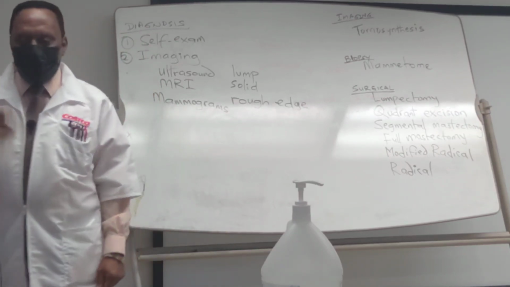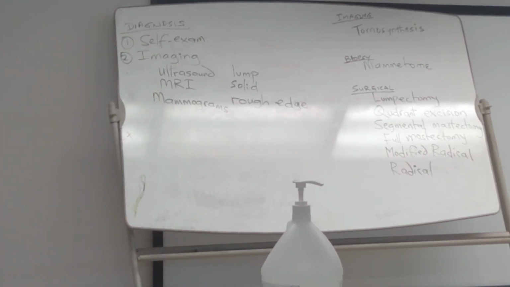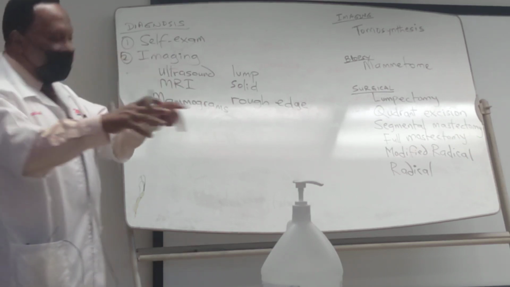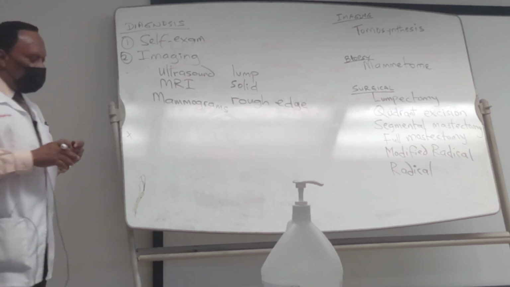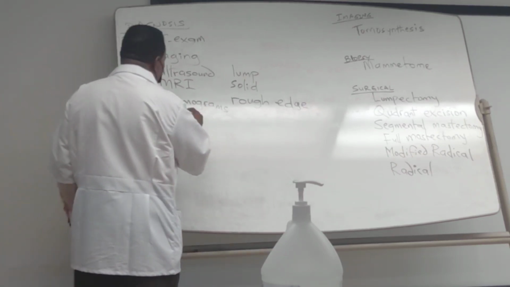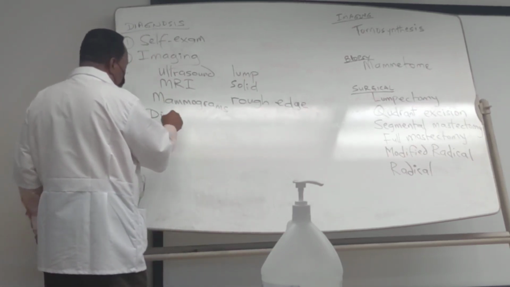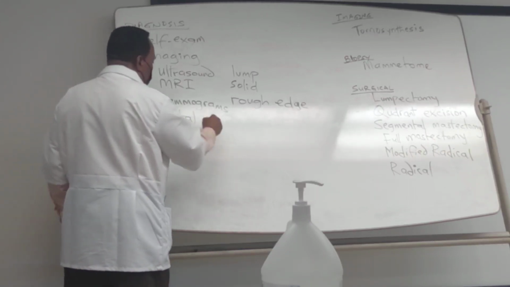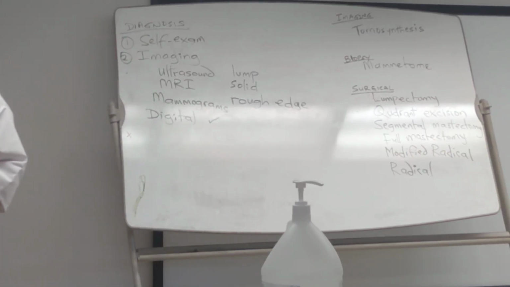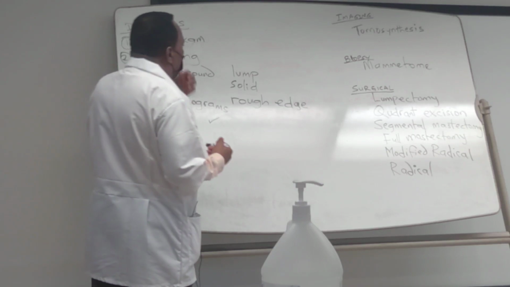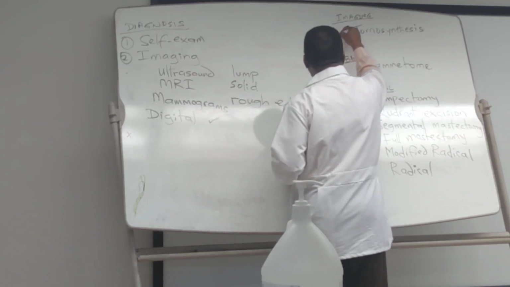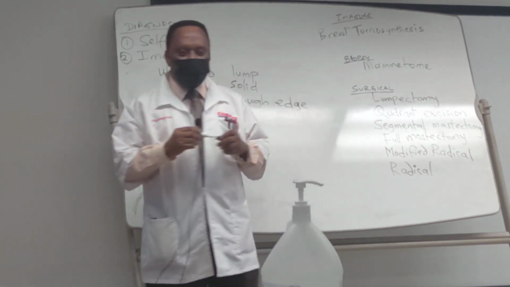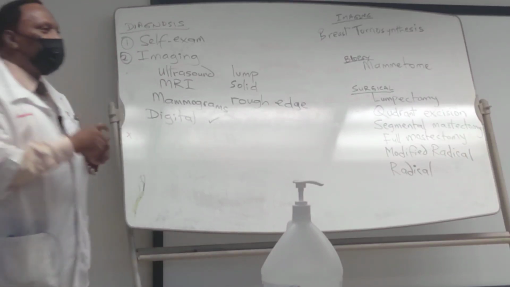Okay. And for the mammograms, you have the old type of mammogram that just exposes the breast to all this radio imaging. And then you have the digital mammogram, which is more specific and uses less radioactive rays. And then you have what is called breast tomosynthesis. And breast tomosynthesis is actually a 3D imaging.